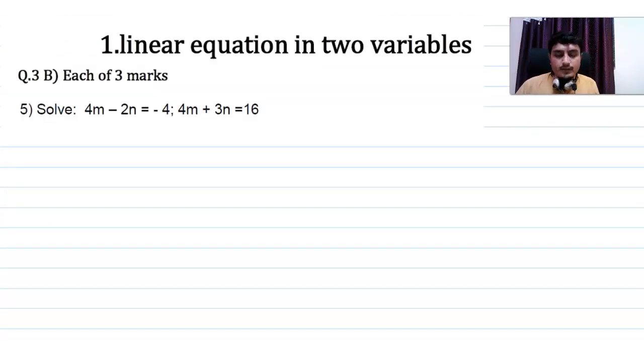Look at sub question 5 from question 3b. It is of the form: solve 4m minus 2n equals minus 4, 4m plus 3n equals 16. Now solve means ultimately we have to evaluate the value of variables m and n, so we can use any one method among the elimination method, the substitution method, Cramer's rule, or the graphical method. We can evaluate the values of m and n.